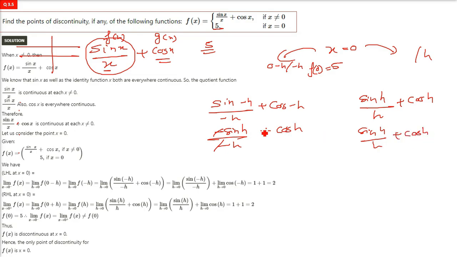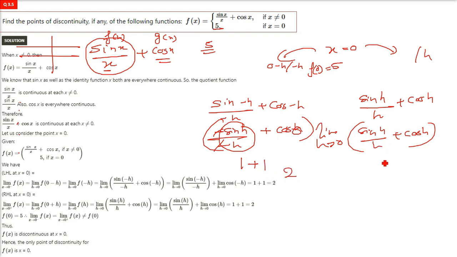So what do you see? Right hand side and left hand side, they both are equal. They are the same: sin h by h plus cos h, on both sides. Apply the limit, h tends to 0. What do you get? This is sin theta by theta, which is going to be 1, and cos 0 is 1. So 1 plus 1, both sides will get 2. LHL and RHL you will get 2. But the value of the function at x equal to 0 in this question is given as 5. So they are not matching. So f(x) is discontinuous at x equals 0. Hence the only point of discontinuity for this function f(x) is x equals 0.